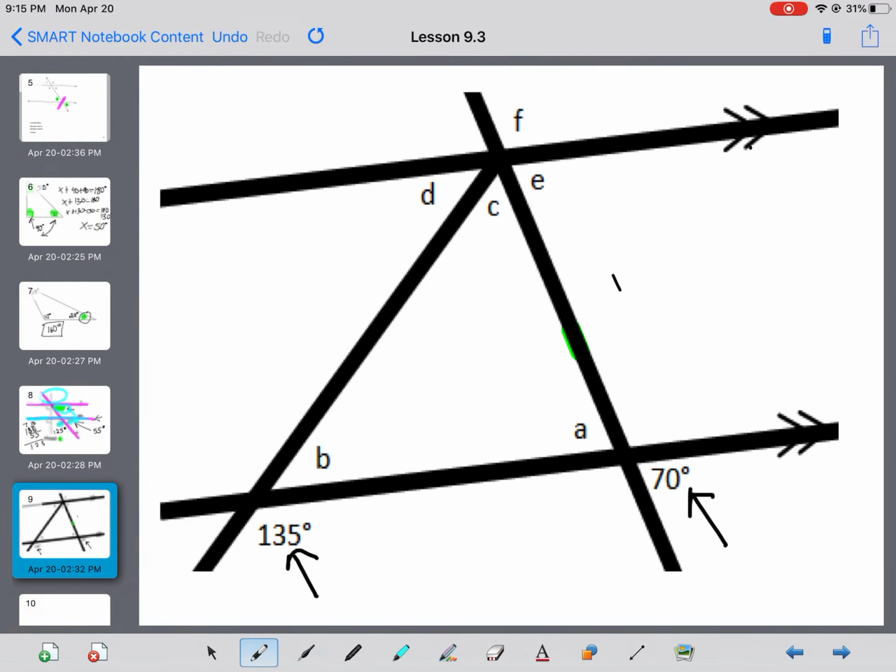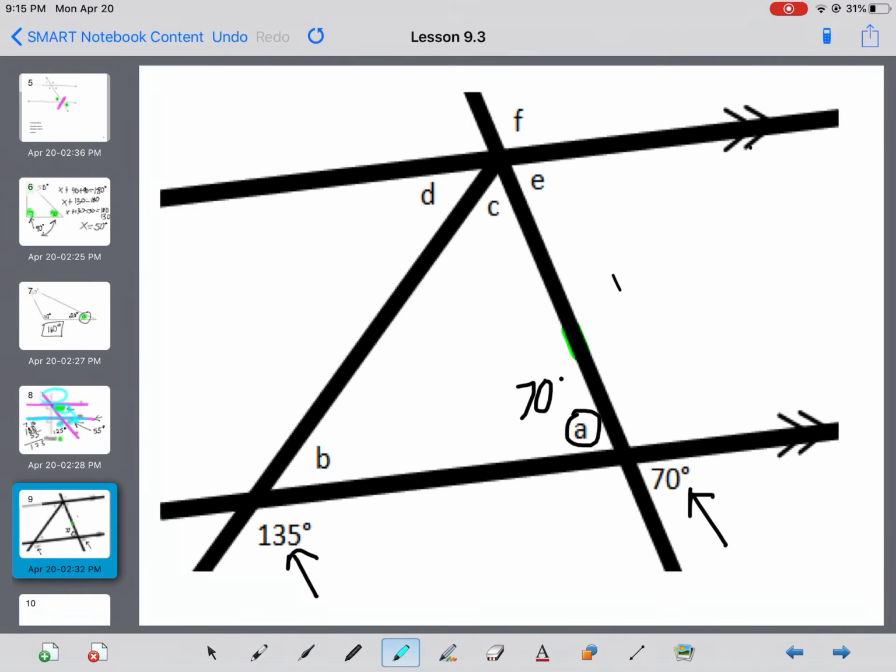And I notice that A is directly opposite from 70 degrees. So those are opposite angles, which are also known as vertical angles. And I know that they are congruent or equal. So I already know that angle A is 70 degrees.